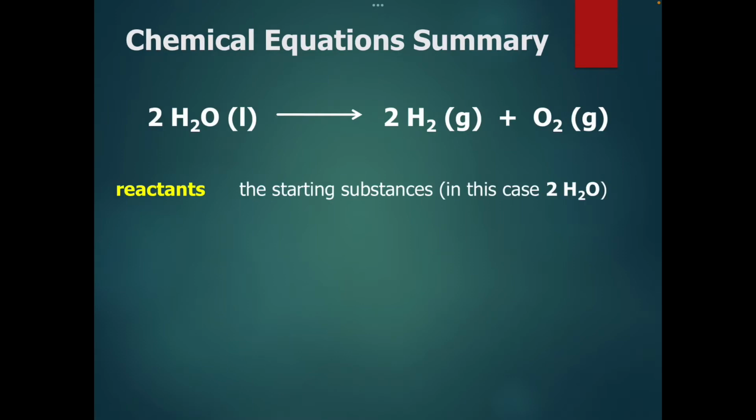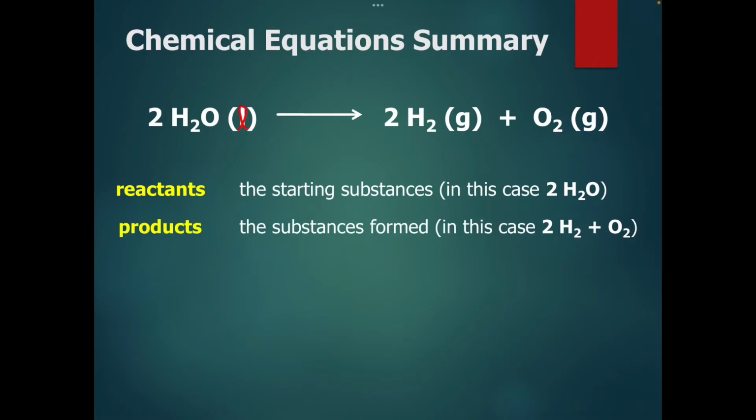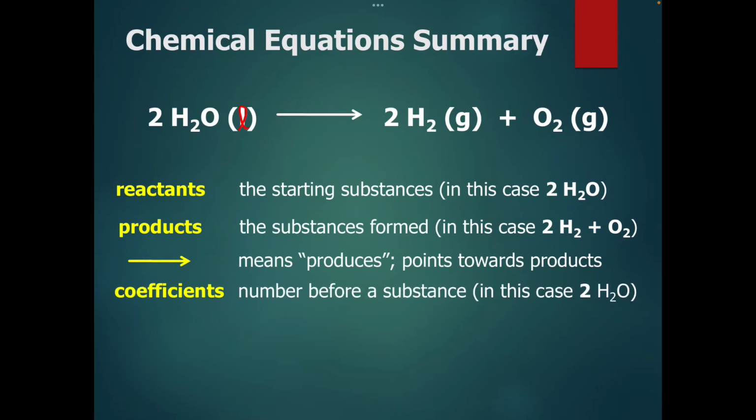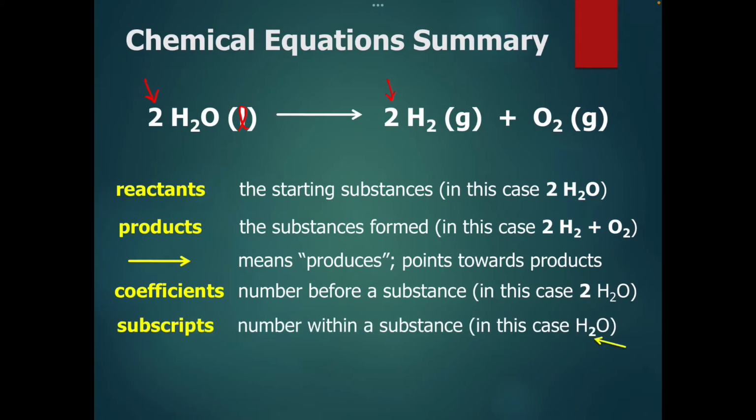All right, so in summary, the reactants are the starting material, and they're always going to be on the left-hand side. In this example, our reactants are 2H2O, and you see that cursive L there would be a liquid. Our products are going to be the substances formed. In this case, we're forming hydrogen gas and oxygen gas. That arrow means produces. It's always going to point toward the products. The coefficients are the numbers in the front. So these are our coefficients. Subscripts are the numbers inside the substance, things like H2O or H2 or O2. And then we have phases of matter, and they are always shown after our substance. They'll be solid, liquid, gas, or aqueous. So here, our reactants are water, which is a liquid, and our products are hydrogen gas and oxygen gas.